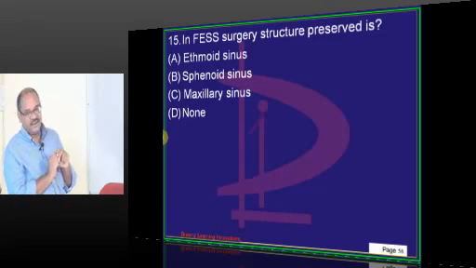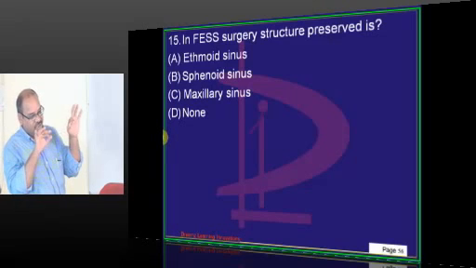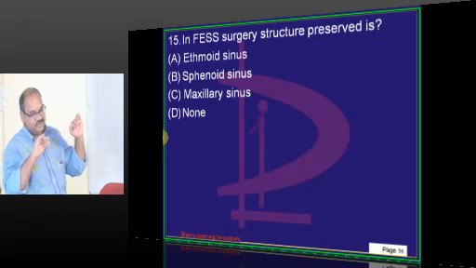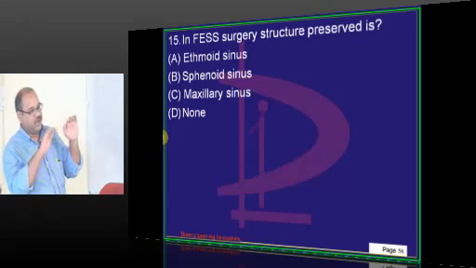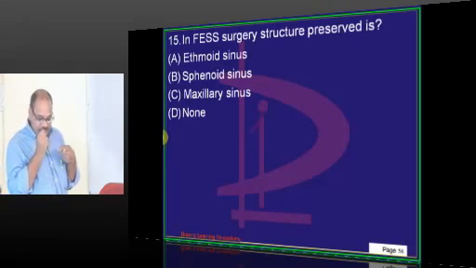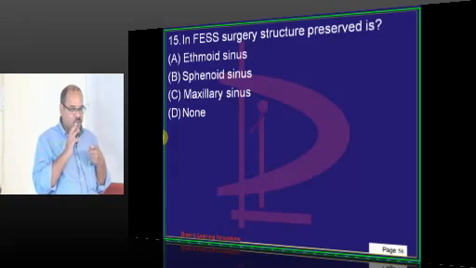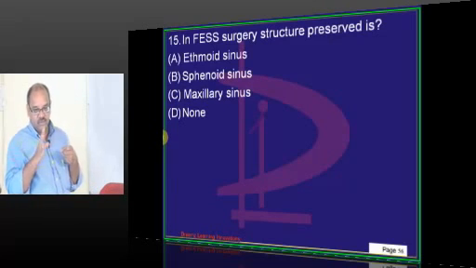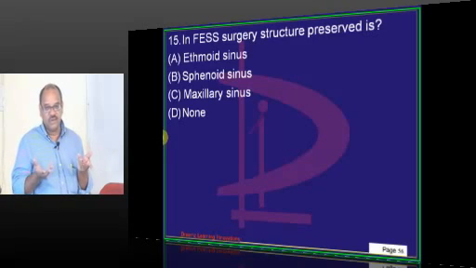The FES is done for making all openings of the sinuses wide. That we call sphenoidotomy if it is sphenoid sinus opening. Maxillary sinus sinusotomy if you call maxillary sinus opening, and then ethmoidotomy if you open the ethmoid. But in some surgeries, ethmoid needs to be completely removed.